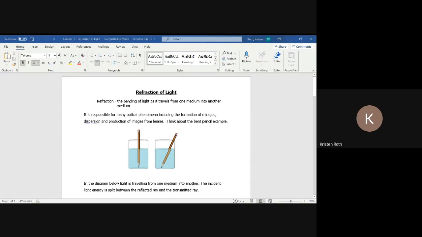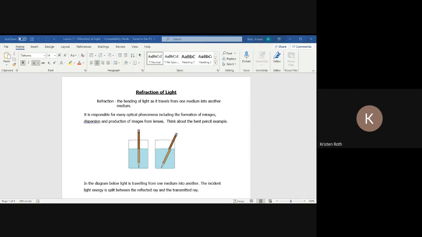Okay, all right. So we're going to start looking at refraction of light. We've talked about reflection. Refraction, well, the definition here is the bending of light as it travels from one medium into another medium. I have mentioned this a few times before with the different mediums. As you can see here, the pencil in water.